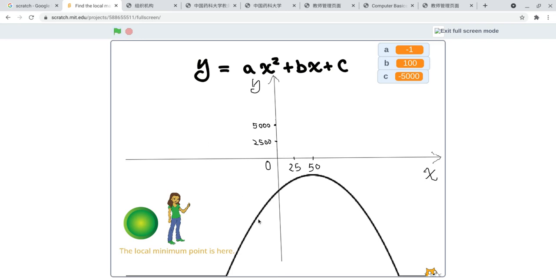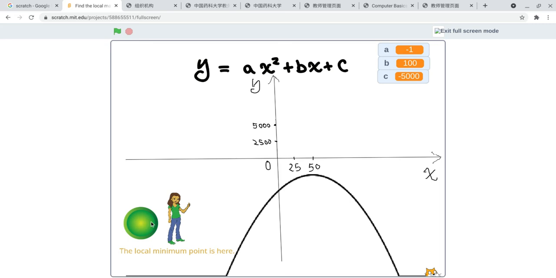So what is your task? Now your task is to find the maximum or minimum point of the graph, the local maximum or local minimum. Of course, obviously, for this case there's no minimum point, but there is a local maximum point, right? So find the maximum or minimum points with this green button. But now the green button is not activated. There are no codes behind it. I want the girl to move to the local extreme point after clicking the green button. This is what you need to do.